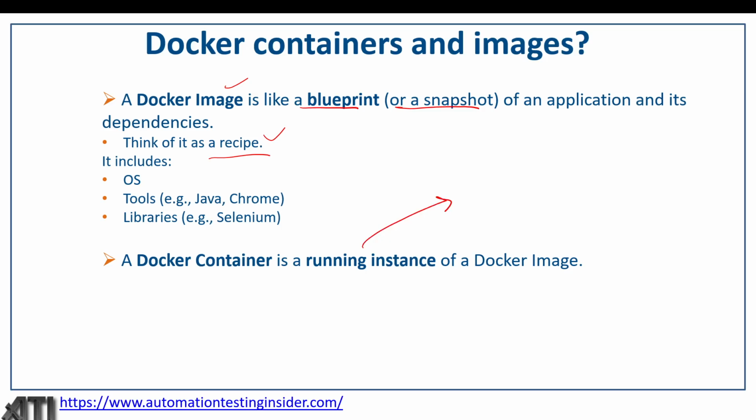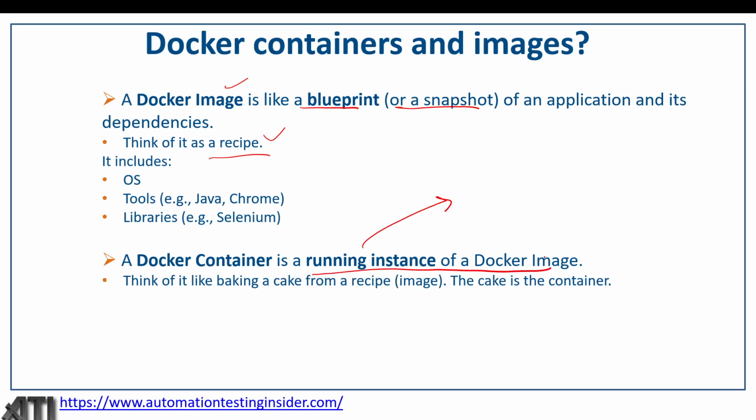So this is nothing but the object. We have created the image like a recipe, and how are we going to execute that? Docker container is like how we are actually baking the cake. It's a running instance of the Docker image. Think of it like baking a cake from the recipe, the image above, and the cake is the container. You can have multiple containers from the same image.